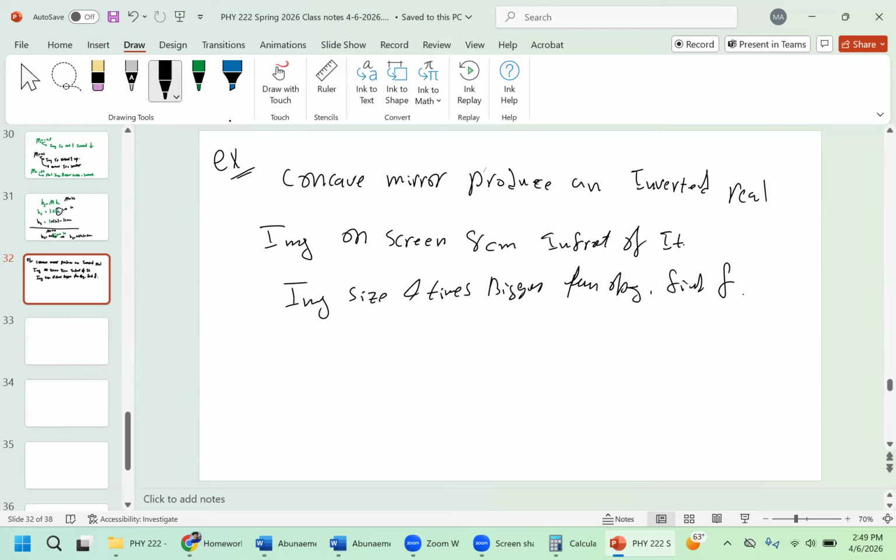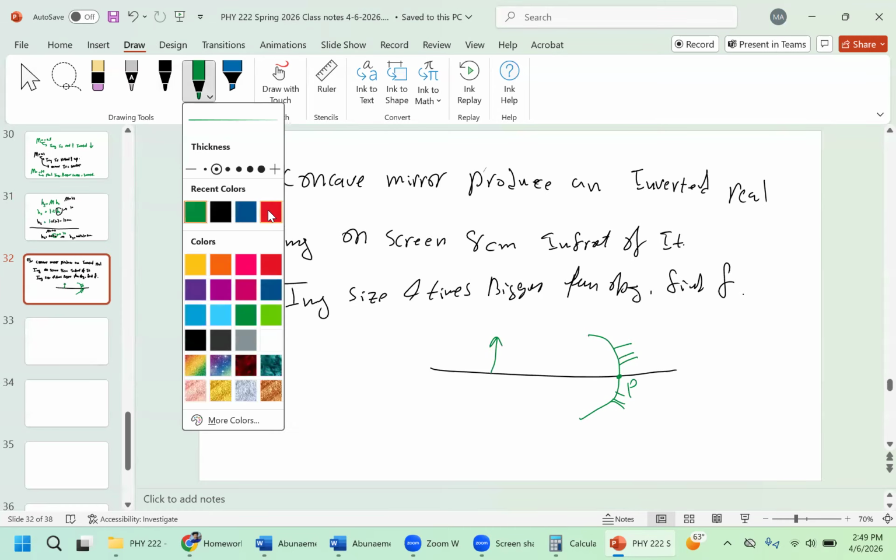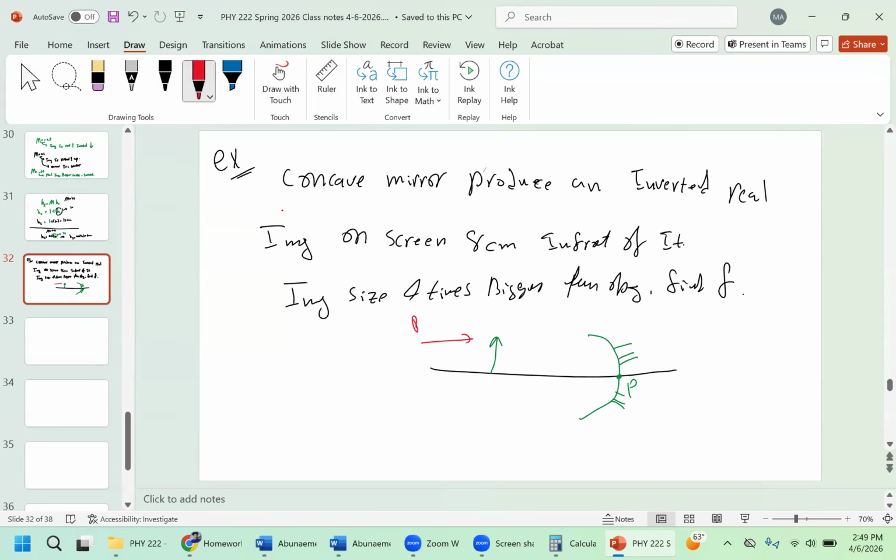So again, concave mirror. Concave, here's my cave. Here's my dull side. Here's my P. Here's my object. That means the ray is going this way. It's going to go through the P. That means this is your positive. This is going to be your negative. Okay.